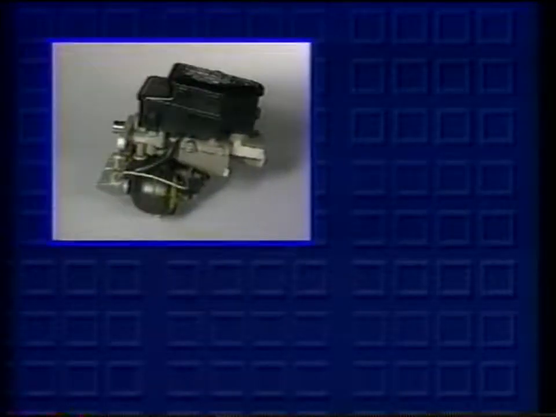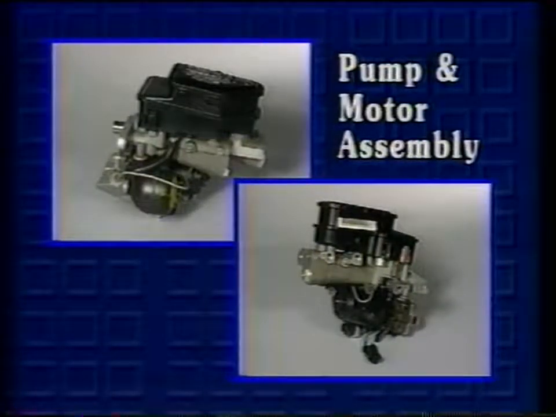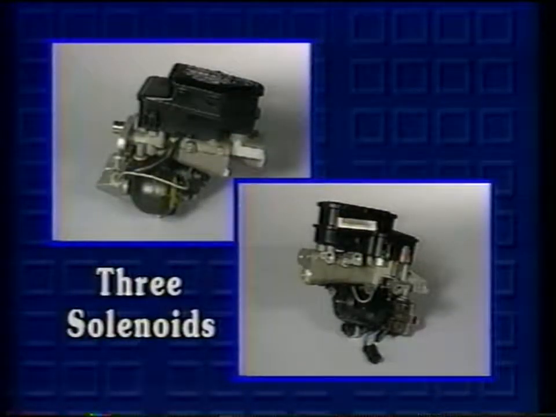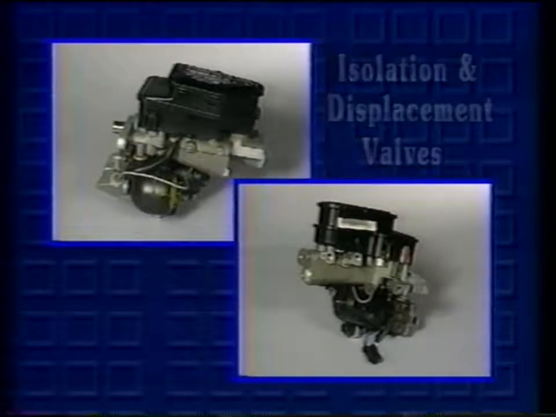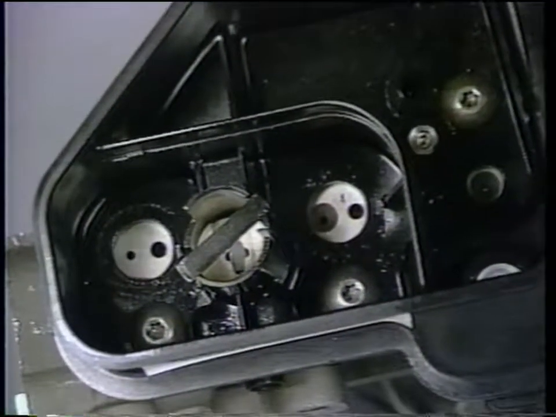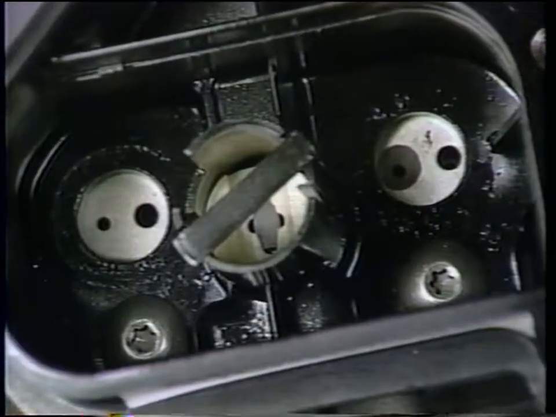The hydraulic modulator unit contains the master cylinder, a pump and motor assembly, a pressure switch, the relief valve and accumulator, 3 solenoids, and isolation and displacement valves for the front brakes. The fluid reservoir contains a level sensor. Many of the components that are attached to the PowerMaster 3 assembly are serviced separately.